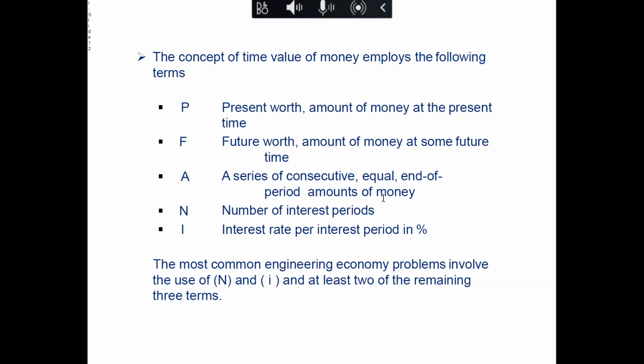So in all these key words we've explained, there are about 5 of them I would like you to pay close attention to. Those ones are P, the present what? F, future what? A, annual what?